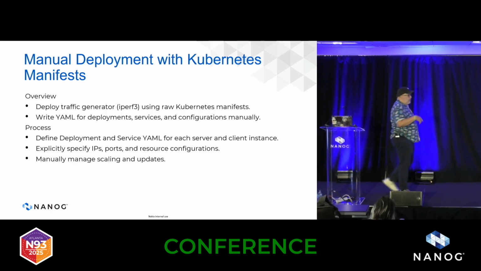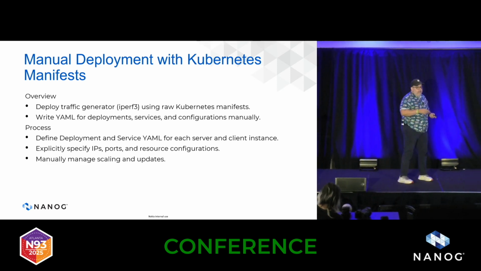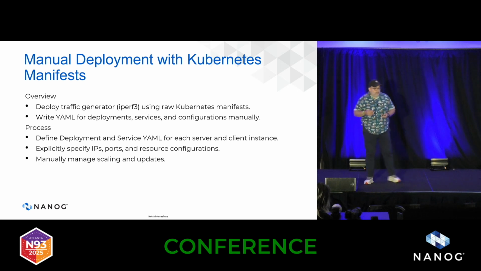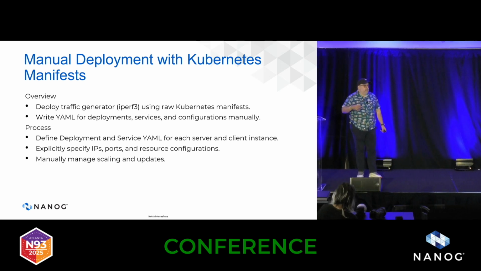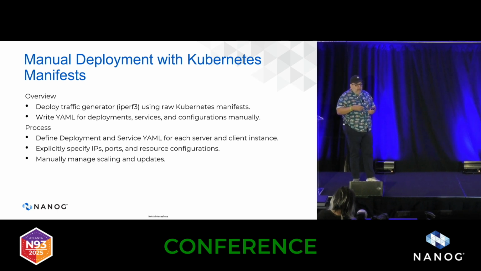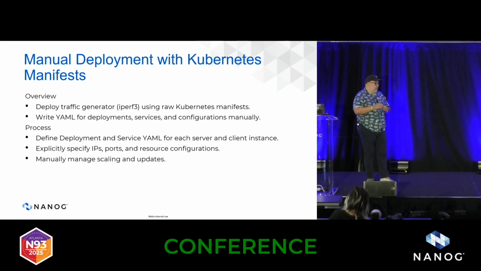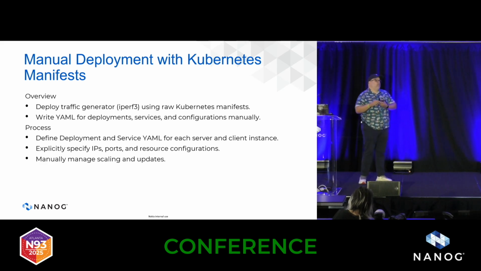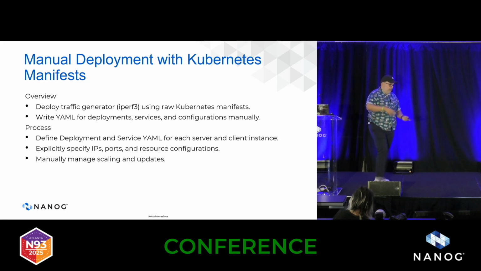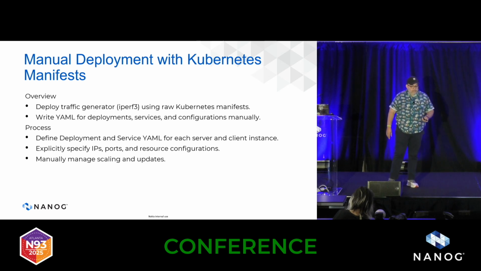So let's start with the first scenario. The first scenario will be deploying with a simple Kubernetes manifest. So in overview, we're going to deploy the traffic generator based on iPerf3 using a raw Kubernetes manifest. We will just build a YAML file for the deployments. And we will have a definition also for the client, one for the service, and one for the services that will enable the communication or expose the TCP port that we're going to use for the different flows in this case. Okay.